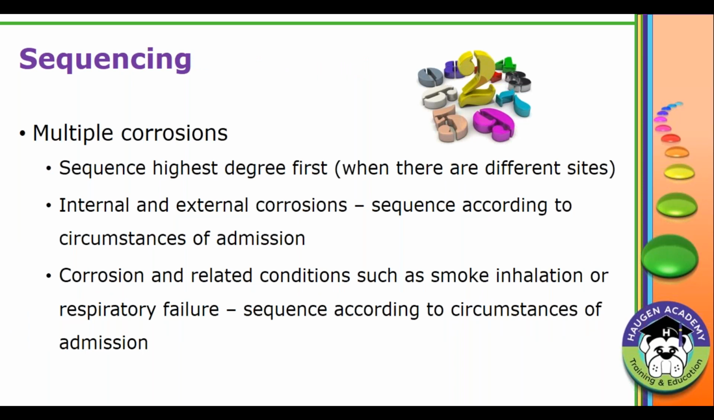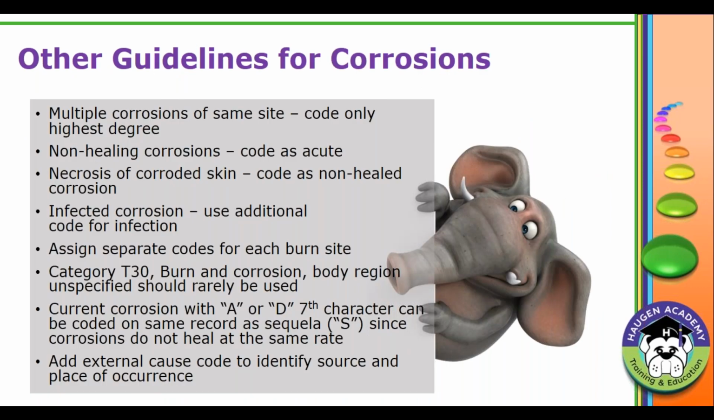And just a couple of additional slides that pull in some information about the guidelines for corrosions. I really felt today it was more important to talk about the substance abuse and the poisoning and adverse effect guidelines, but wanted to make sure that you had some reminders on these too. There are sequencing guidelines for corrosions. Again, they are very similar to what we have for burns. And they do have 7th characters. And there are also codes for burn or corrosion by body region.